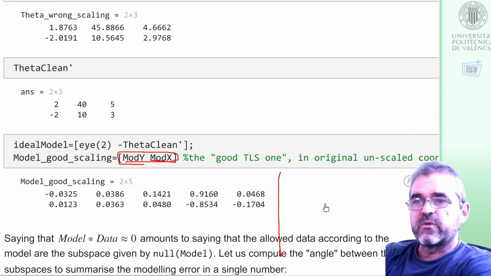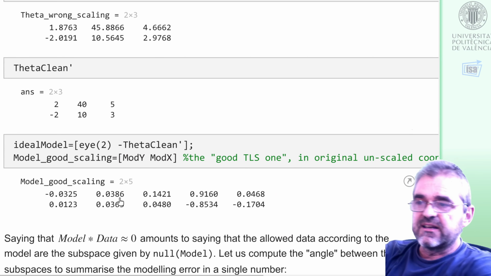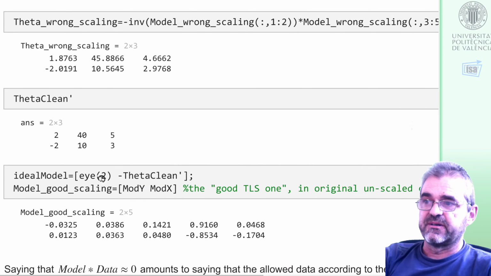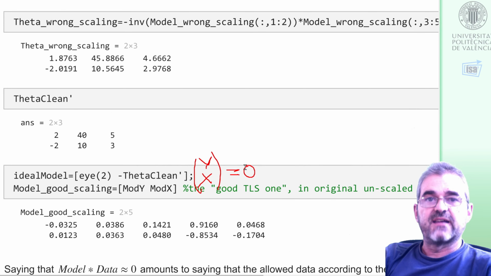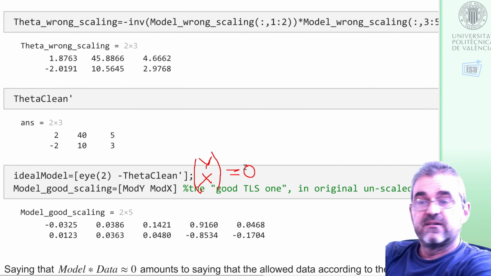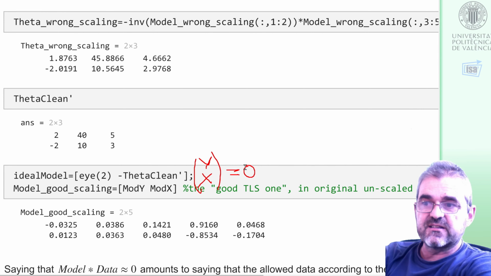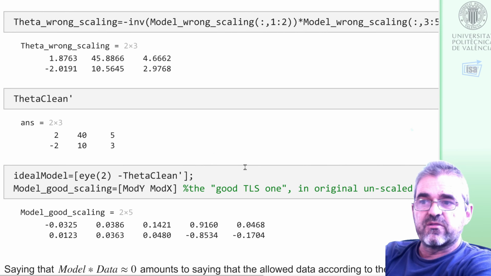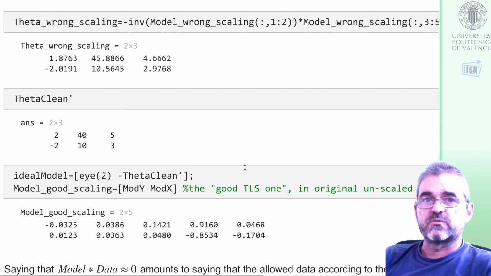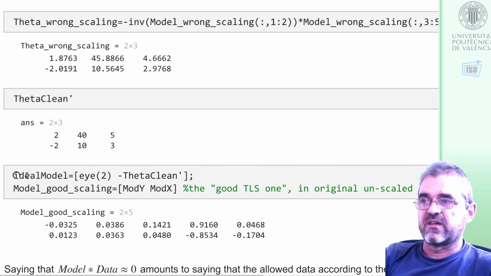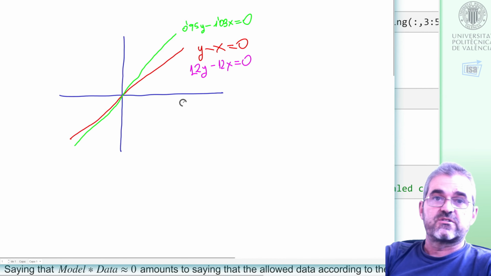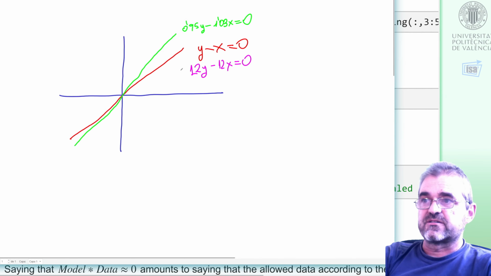Then, how can we compare this model with good scaling with this ideal model? Identity I minus theta clean x would be really exactly 0. So let us compare the TLS model with good scaling, the TLS model with bad scaling, and the ordinary pseudo-inverse least square model. We will compare that with the ideal model. However, as the models are, in some equations that should be 0, we will use a kind of trick for comparisons.